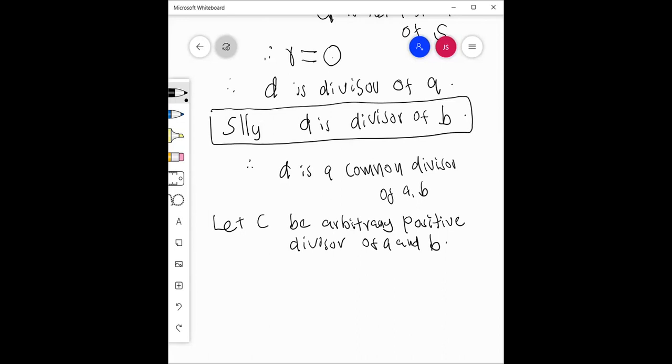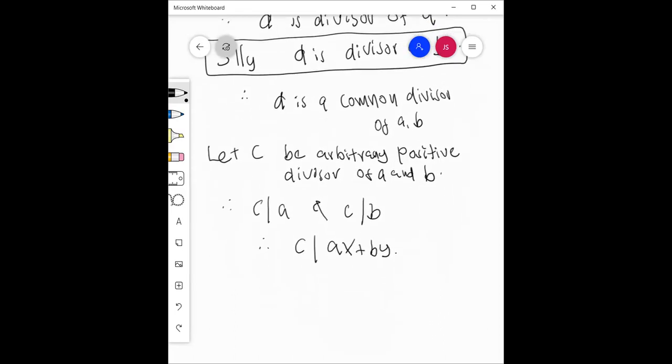So C is an arbitrary positive divisor of A and B. Therefore, C divides A and C divides B, right? We know that if C divides A and C divides B, then C divides AX plus BY. Now X and Y are the fixed elements which satisfy D equals AX plus BY. That means C divides D. Therefore, C is less than or equal to D, right? Can you see the argument?